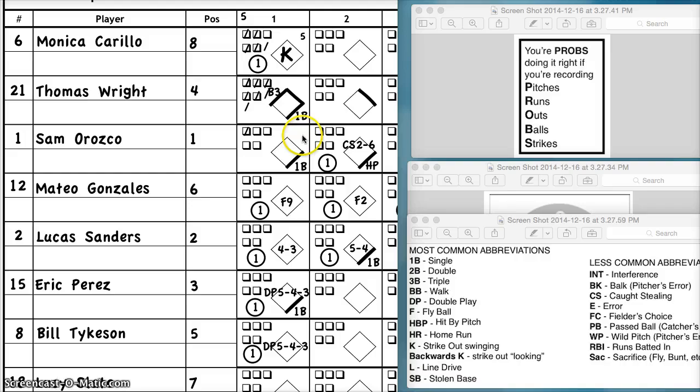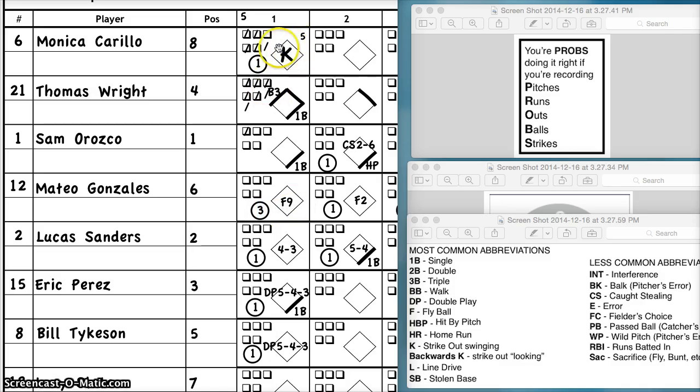Now let's talk about ways to get out. Whenever someone gets out via strikeout, a ground out, a pop fly, a line drive, a double play, what have you, we're going to note that person is out with a circle, O for out, and then write the number out in that box. So Monica was the first batter of the inning, for example. She struck out. Our abbreviation for strikeout swinging is K, as opposed to looking, which would be a backwards K. And then we would write the out. So let's say this batter was the third out of the inning, we would write a 3 instead.